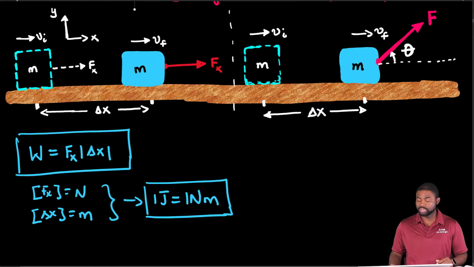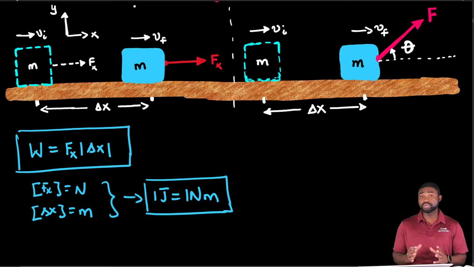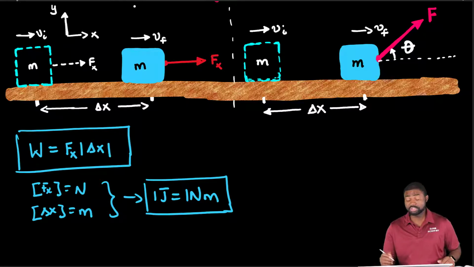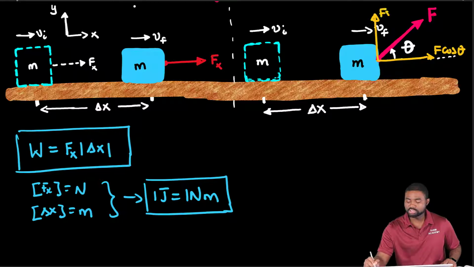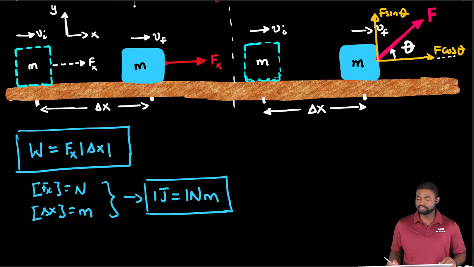But the question remains, what if the force is not entirely in the direction of the displacement of the point of application of the force? So what you do is, we will resolve this force into two components. You have the component in the x direction. This is F cosine theta, and the component in the y direction. This is F sine theta.